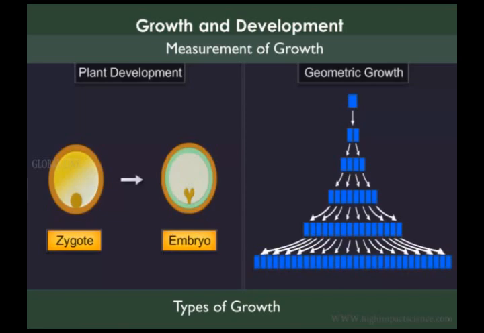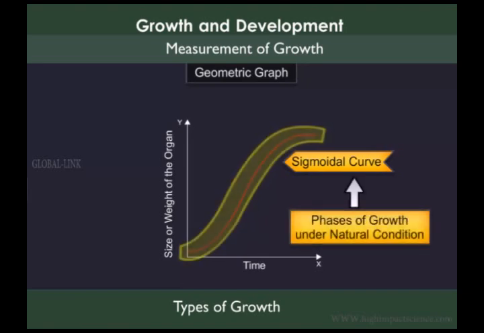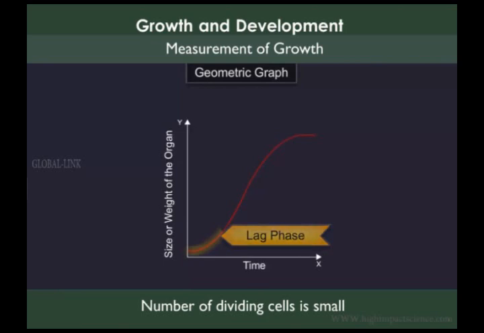A graph of the geometric growth is of a sigmoid nature. The curve depicts the different phases of growth in living organisms under natural conditions. Growth is lower in the initial phase, called the lag phase. Here, the number of dividing cells is small, and the cells are not yet adapted to the new environment.